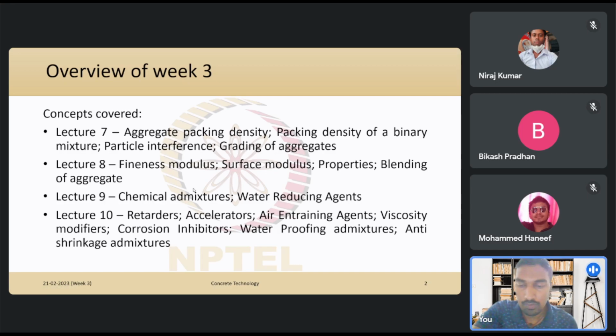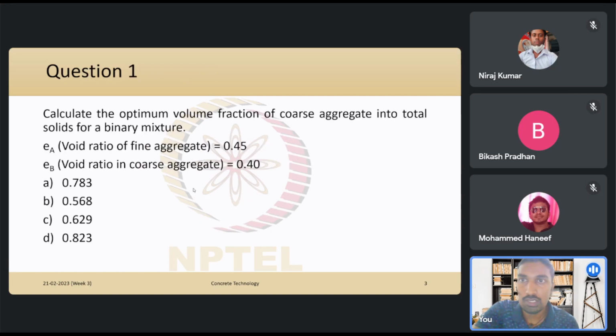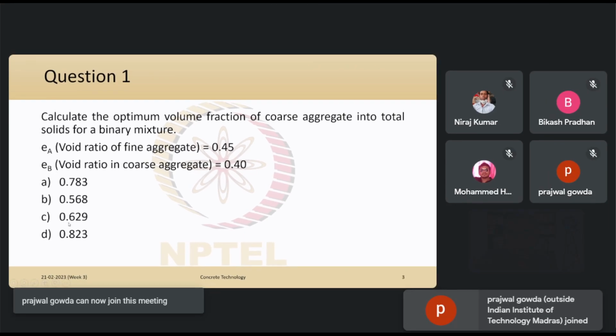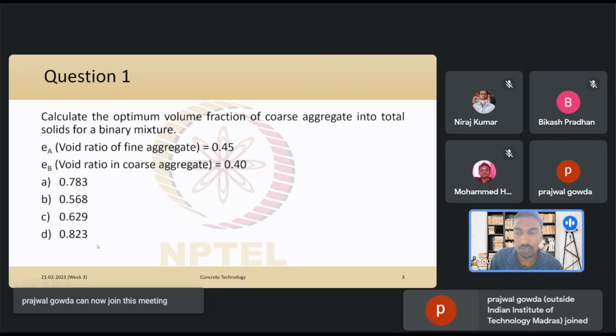Okay, now we'll move on to the questions related to these concepts. The first question is: calculate the optimum volume fraction of coarse aggregate in total solids for a binary mixture. We have two types of aggregates, coarse and fine, right? The void ratio is given for the fine aggregates as 0.45 and for the coarse aggregate as 0.4. The options are 0.783, 0.568, 0.629 and 0.823.